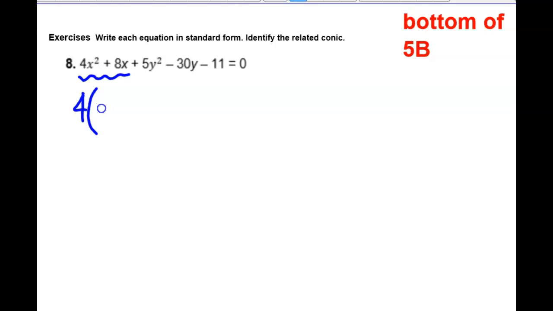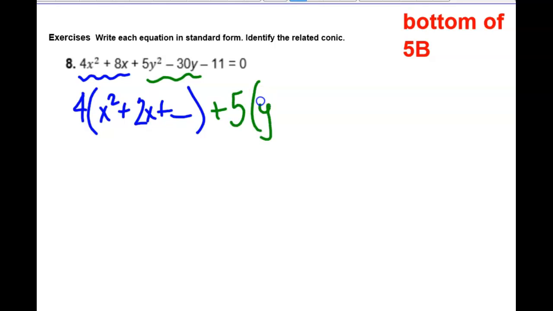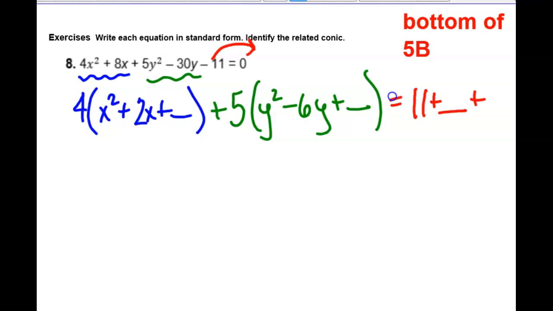Okay, so we're just going to take out the 4. So we'll have x squared plus 2x plus blank. All right, then we go to the y's. What are we going to take out of the y's? For the leading coefficient to be a 1, you have to take out whatever's in front of that squared term. So y squared minus 6y. And then what are we doing with this 11? So it's a positive 11 on the other side.